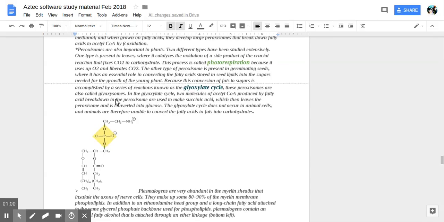long chains, and converting them to the fatty acids, which are found in such things as the lipids of the seeds, for example, and converting them to sugars. The sugars are then used for growth and development. So fatty acids produce acetyl-CoA molecules, which are turned into succinic acid by the peroxisomes and then converted into glucose, which is a sugar.